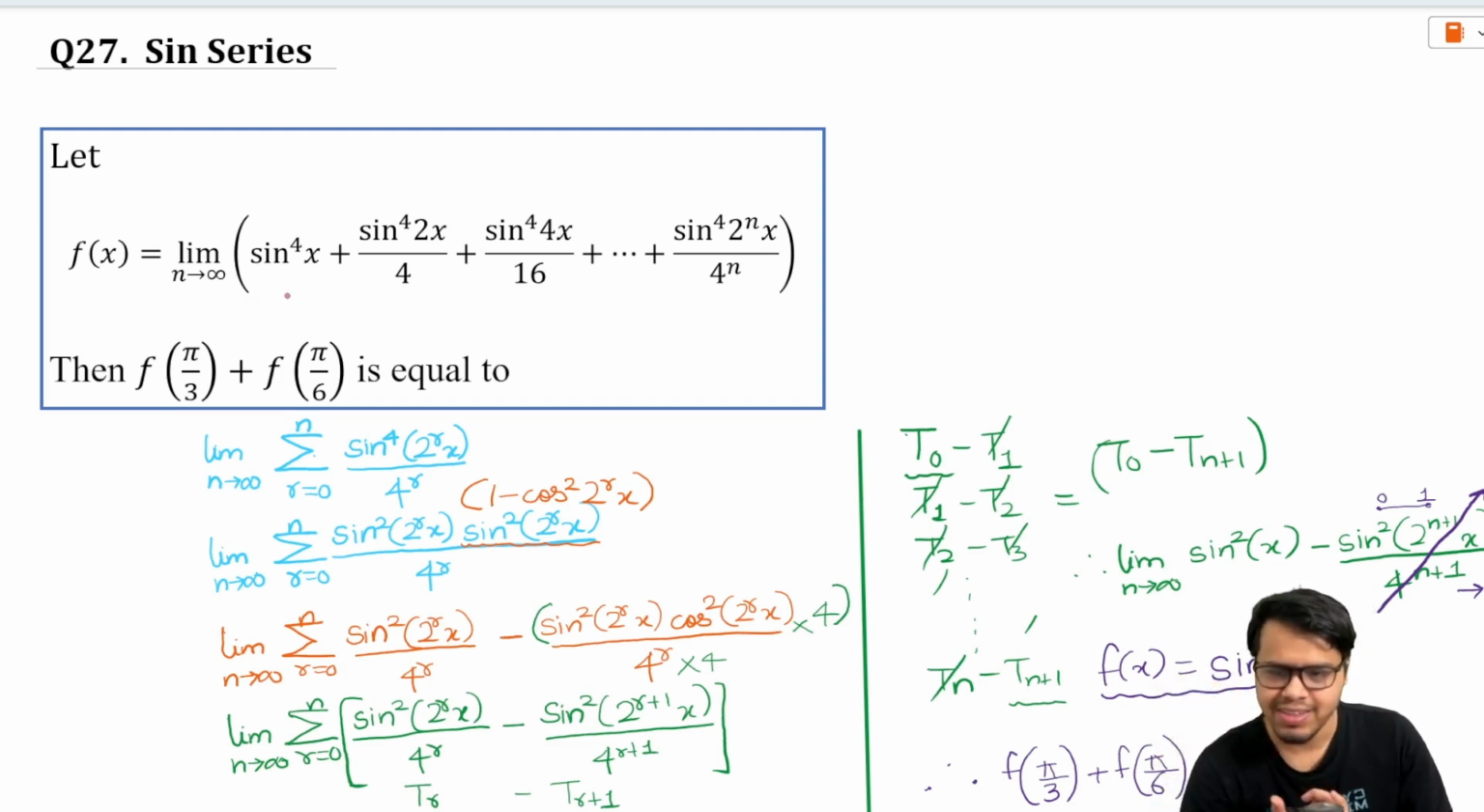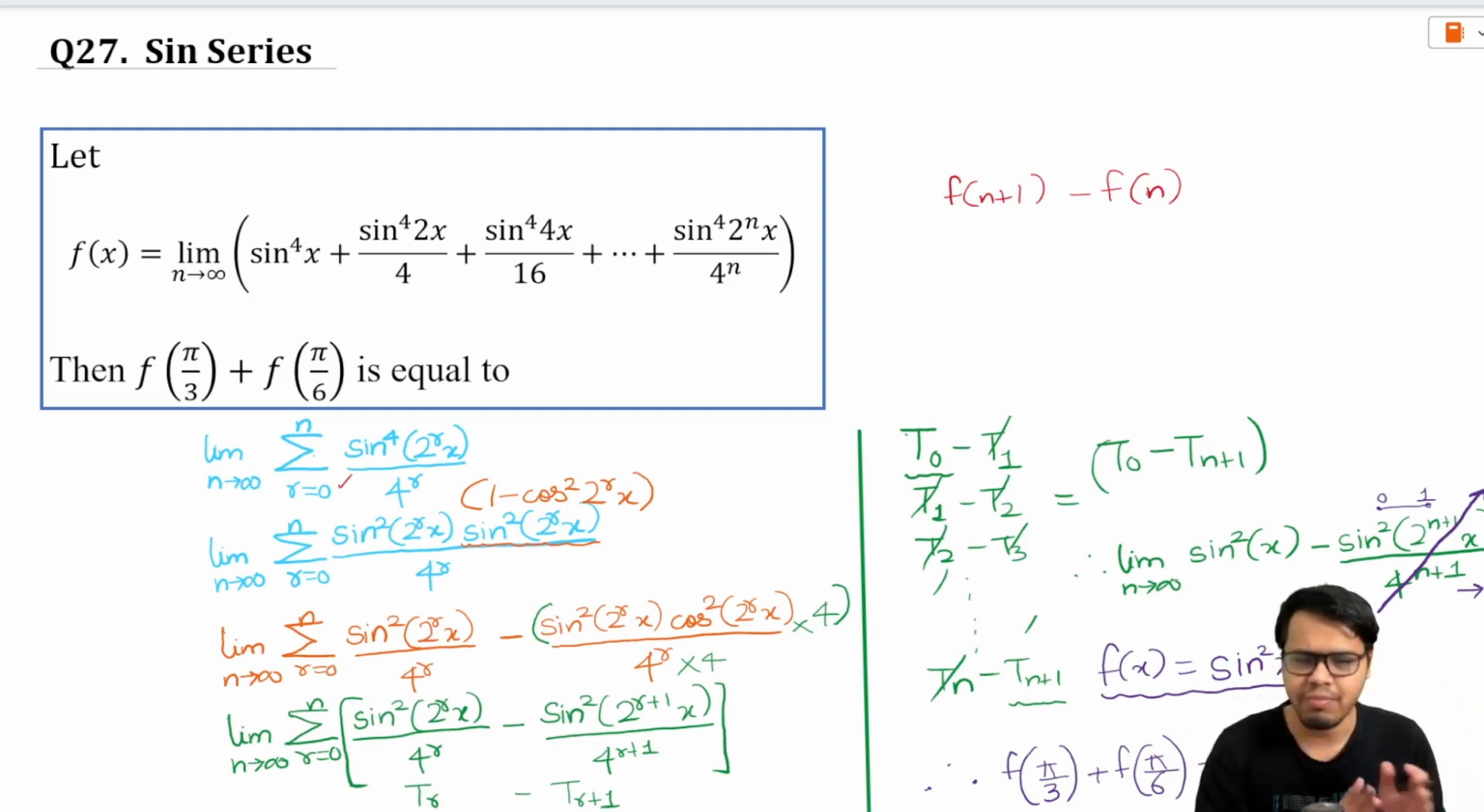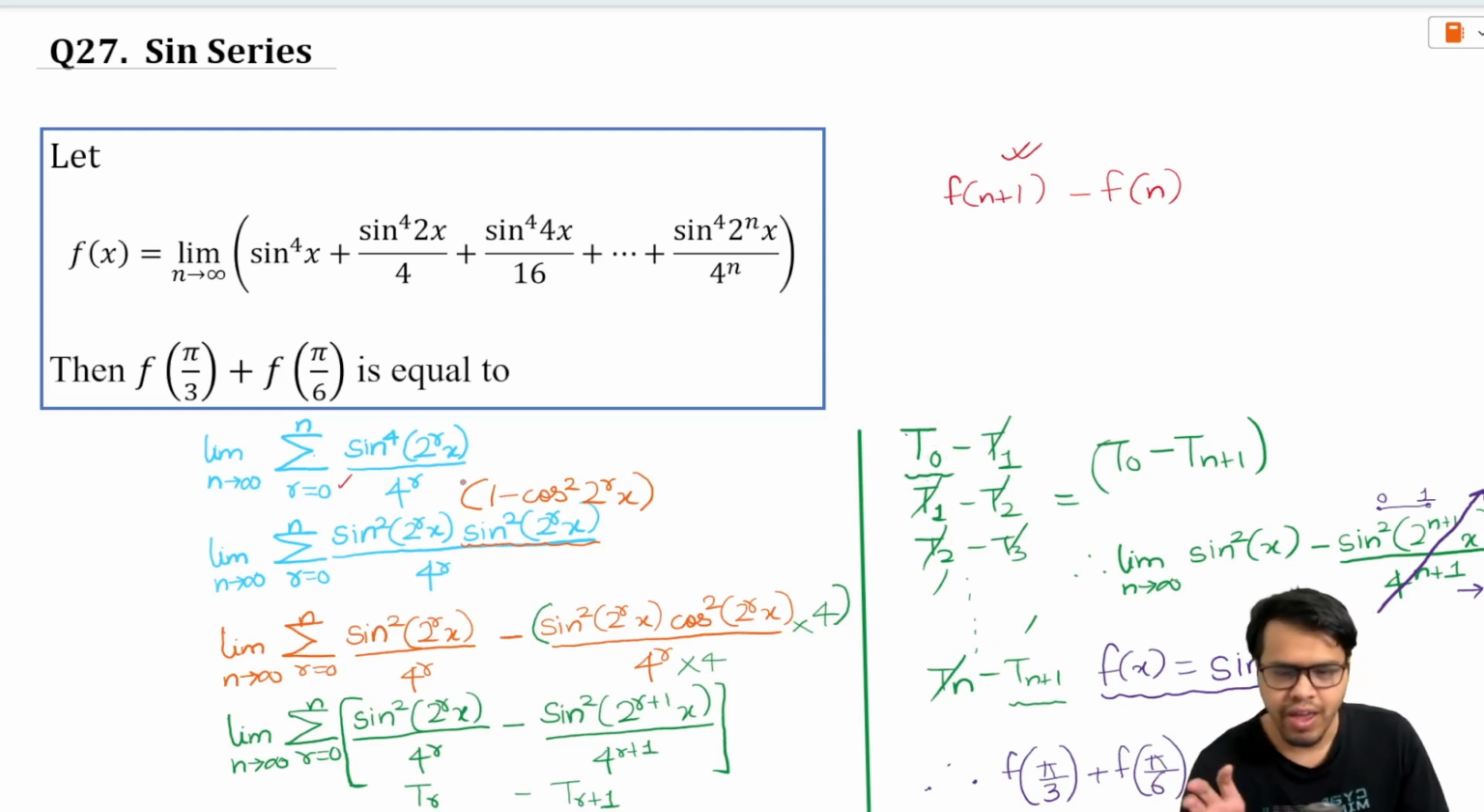So the first step is I have written this whole series in sigma form, you can see. And one way to solve such a sigma is to create a telescopic series where we create two things in difference, like f(n+1) minus f(n) type, or f(n) minus f(n+1) type. This is known as telescopic series format, and when we open the sigma, the terms get cancelled out, only the first term and last term remain. So how have we transformed this expression into this?